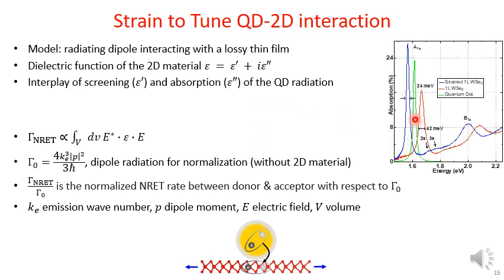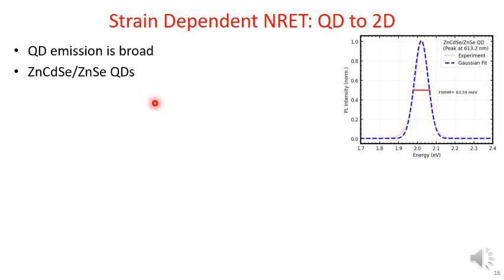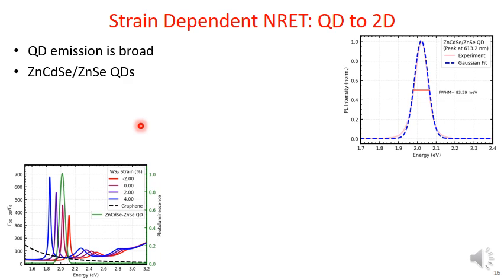Here is just a simple schematic: if we could tune the interaction so perfectly, then we could tune what we want, which is the non-radiative energy transfer. But reality is not as perfect, because the quantum dot emission cannot be so narrow in that red region. Quantum dot emission is broad, and in an example such as this one, the full width at half maximum is larger than 80 meV. So if you look at the calculated rate and plot the photoluminescence of our quantum dot, this is how it would look.